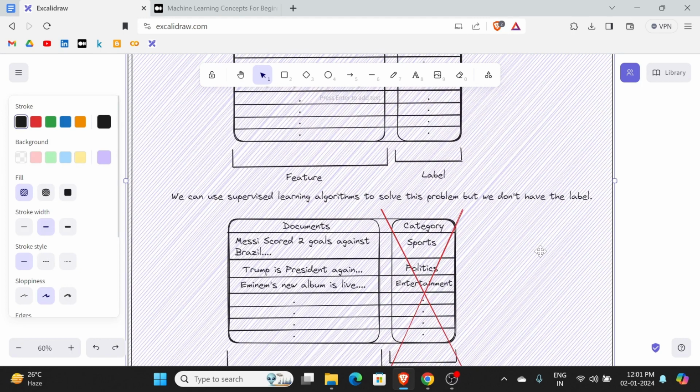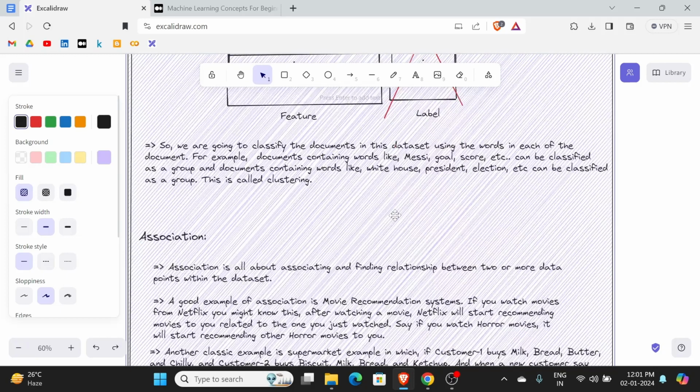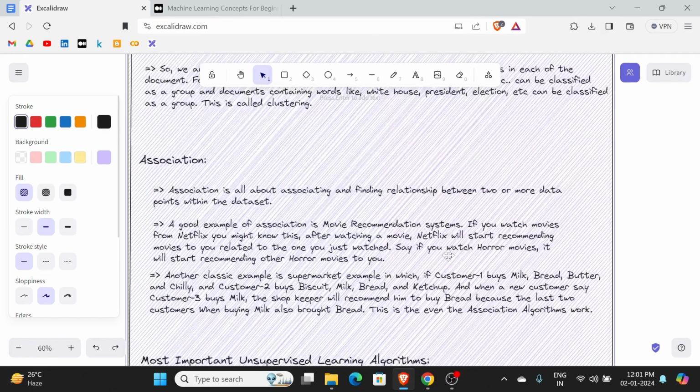But this data set has no labels, as you can see. So we are only left with the features, and we can only go with an unsupervised algorithm, especially clustering. You can read this, pause the video, and understand what I have written here. And let me explain to you about association.